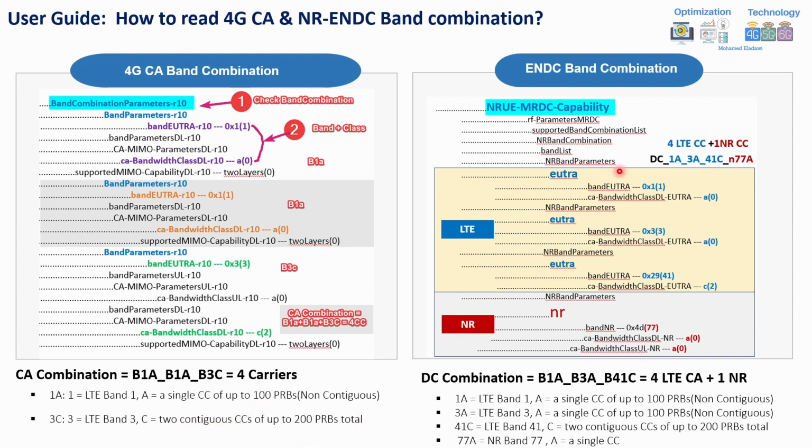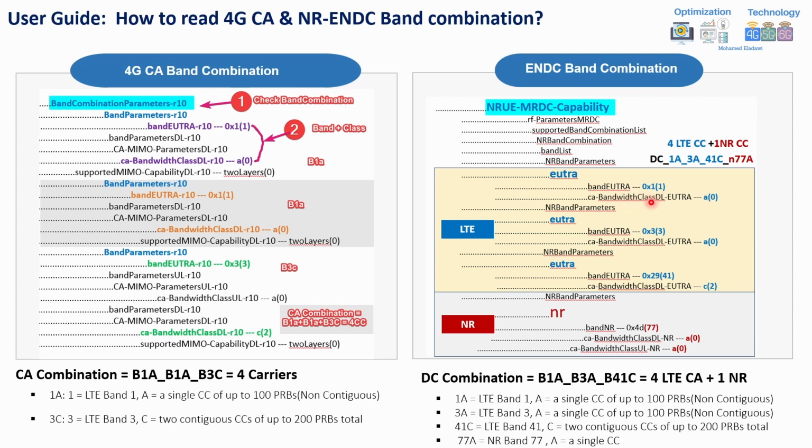The same here for the MRDC capability. You can search for this name in MRDC capability, and under this one you will find the same figure. For example, here I've highlighted the LTE and NR part. If you go through here, you will find NR band parameters. Under this one, you'll find E-UTRA, which means 4G band.